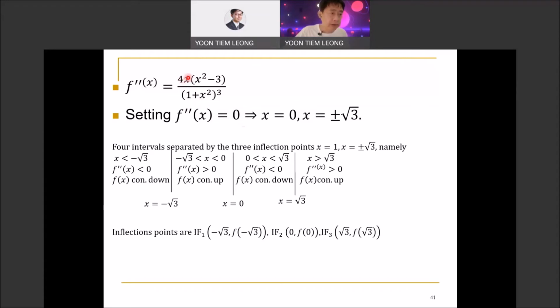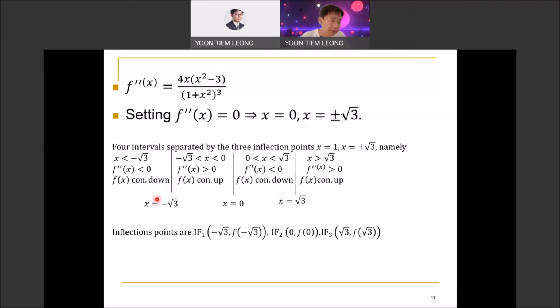When x equals 0, f double prime is 0. When x squared minus 3 becomes 0, then f double prime is also 0. So the solution for x squared minus 3 equals 0 is x equals plus or minus square root of 3. So you have 3 values of x where f double prime becomes 0, so you separate the regions of the function into 4.